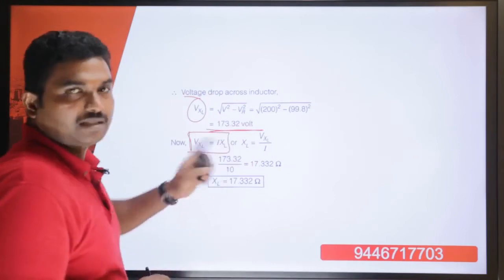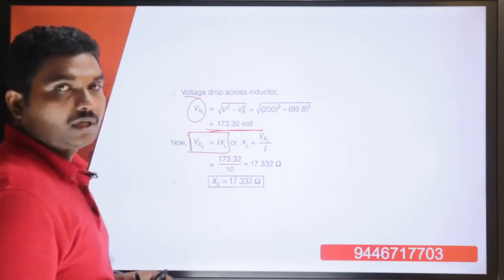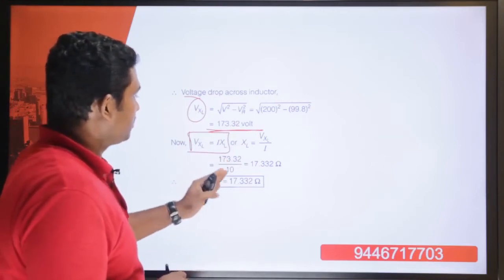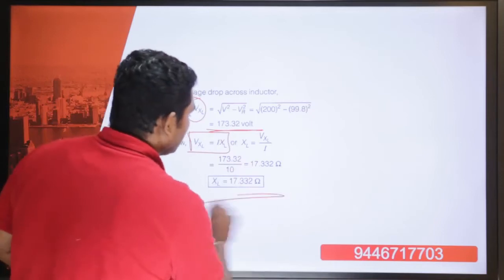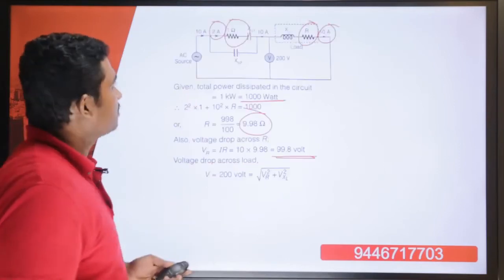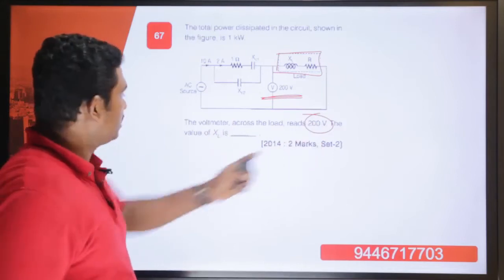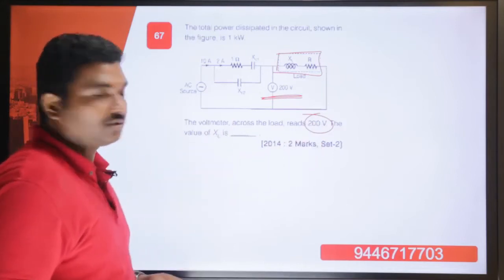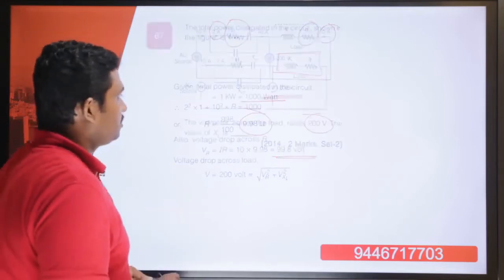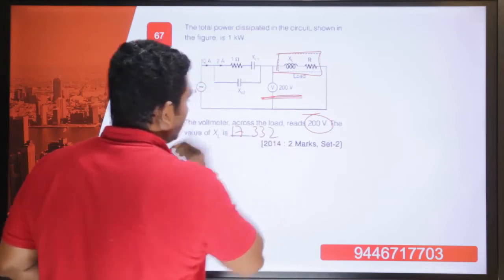Now VXL is equal to I into XL, or XL is equal to VXL divided by I. What is I? I is 10 ampere that is flowing through the R and XL. The load carries a current of 10 amperes. So it is 173.32 divided by 10, which will come to 17.332 ohm. So what is our answer? Our answer is XL. The question is, the voltmeter across the load reads 200 volt, and the value of XL is what is asked. Our XL is 17.332. That is our answer.